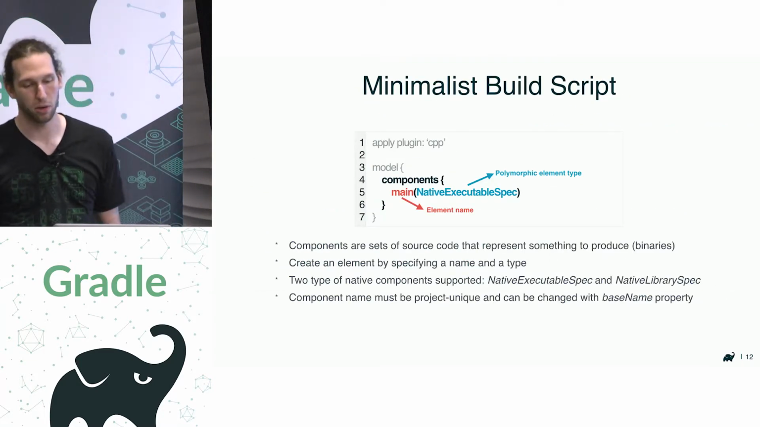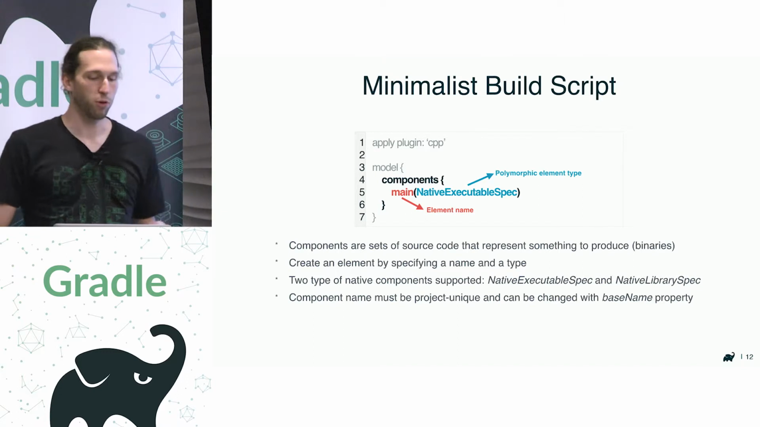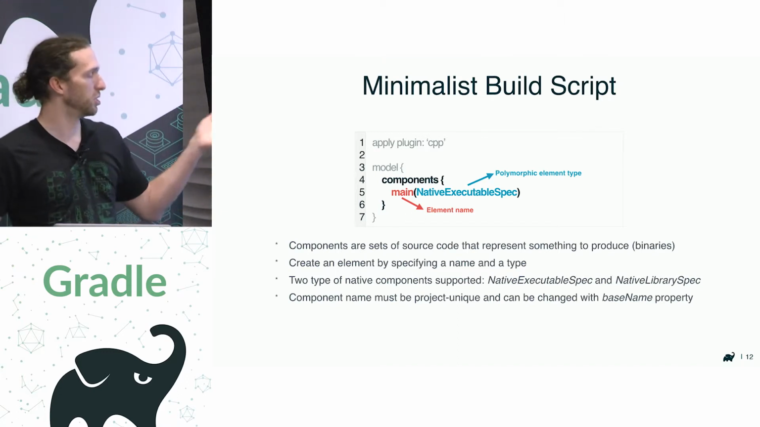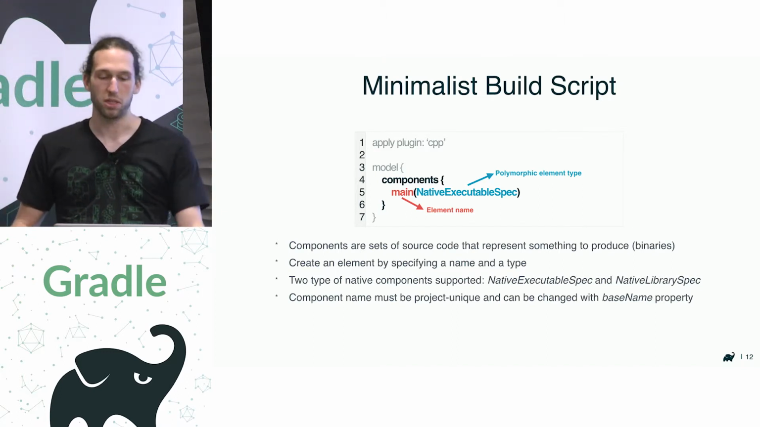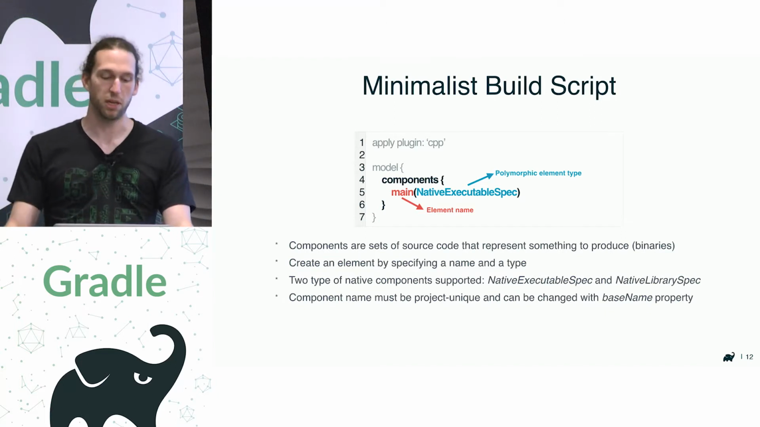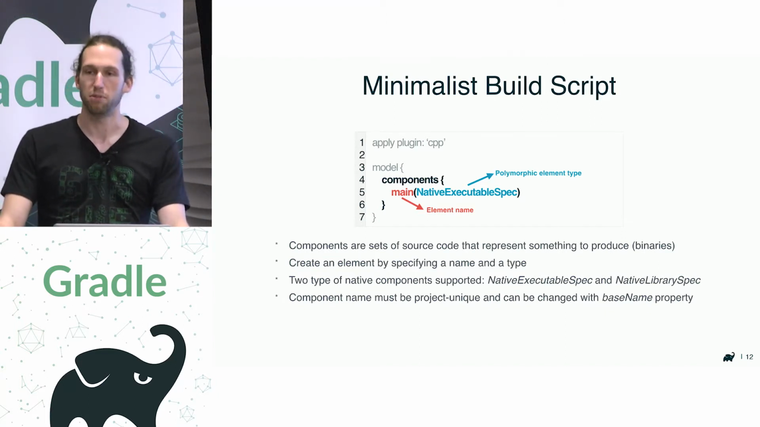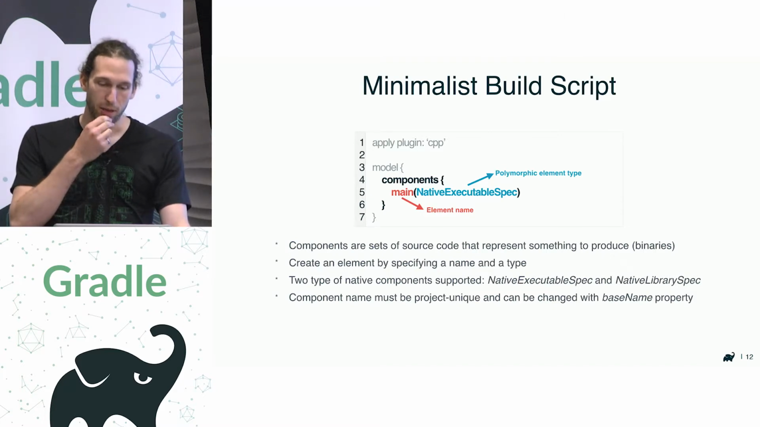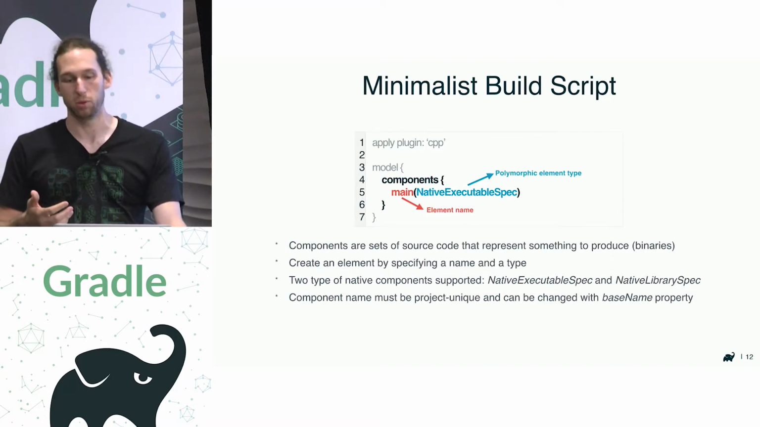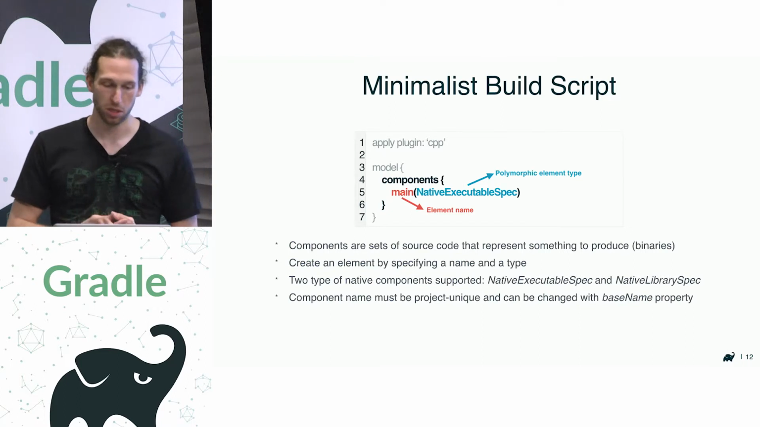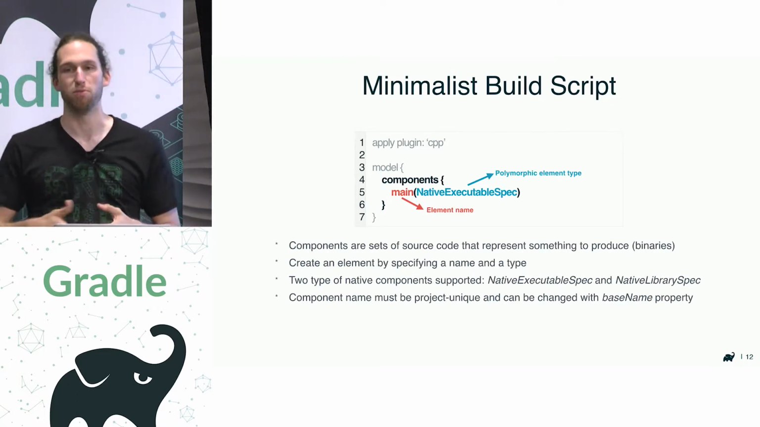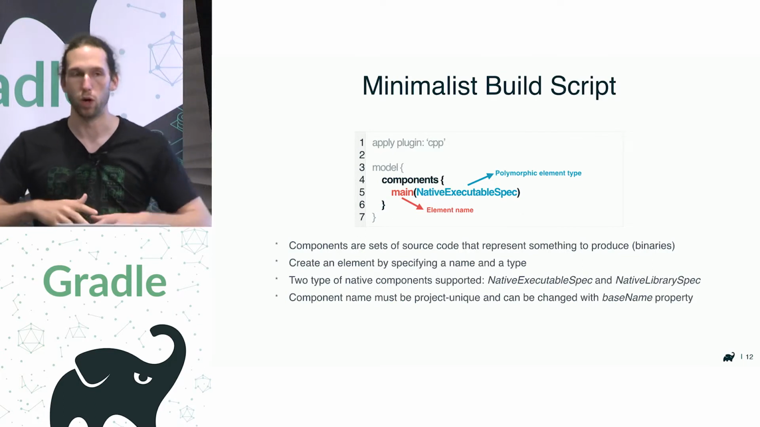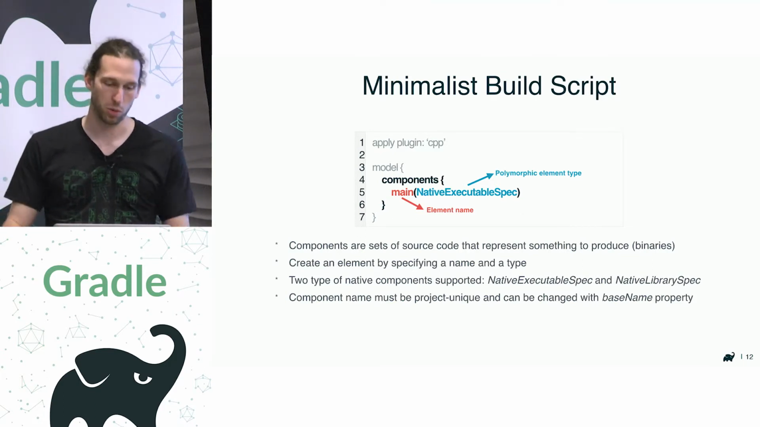So if we go back to our example here, we see that the first model element that we're going to see is the components. A component is a set of sources that represents something that we want to produce. In the case of native, we're producing binaries. Some model elements will participate in what we call the dimensions of a component. Those dimensions create binary variants, and that's where it becomes a little bit more complicated, and that's why the software model was created for solving this problem.